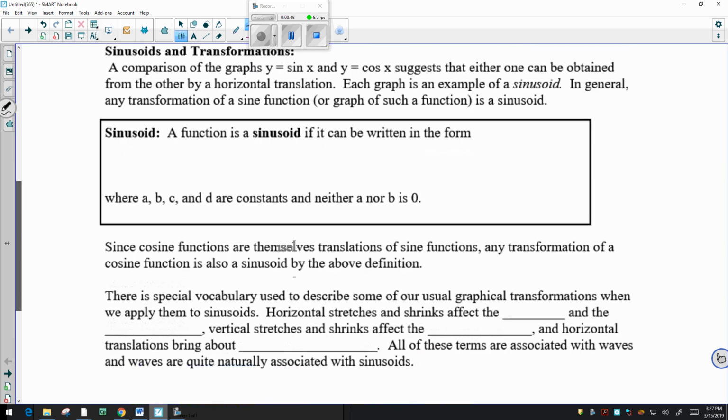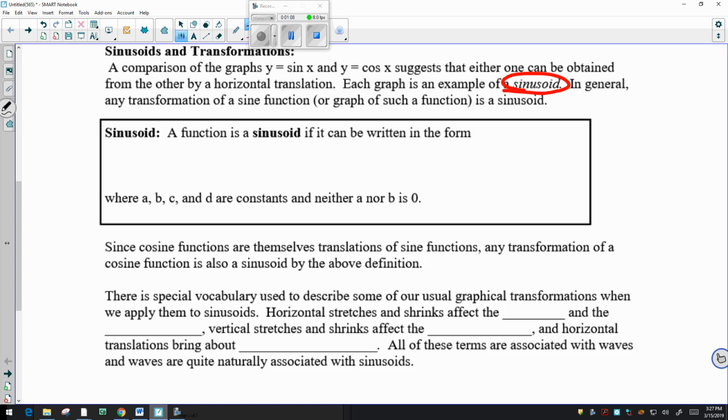So with some of our transformations, we can take a look at the graph and maybe I can shift one to make the other. And because I can do something like that, each of these graphs are called a sinusoid. Any transformation of a sine function, maybe a graph of such function, is considered a sinusoid.